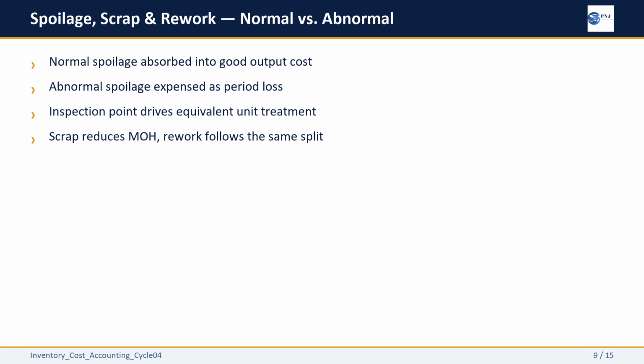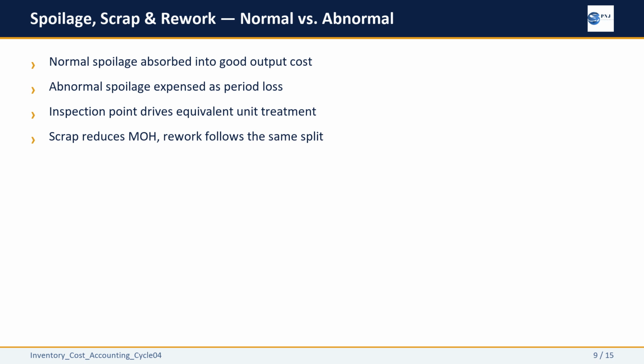Normal spoilage happens even under efficient conditions. It is expected, so its cost is spread across the good units, raising their per unit cost, and the standard cost card reflects that expected loss rate. Abnormal spoilage is the excess caused by a machine fault, operator error, or bad materials. It is never capitalized. It is expensed as a period loss because penalizing good units for an avoidable failure would distort their cost. Where you inspect also matters.